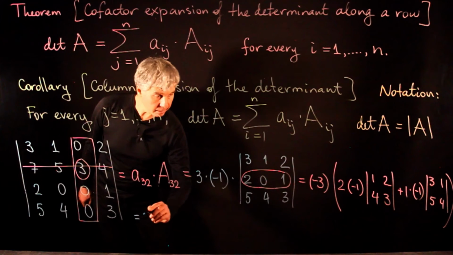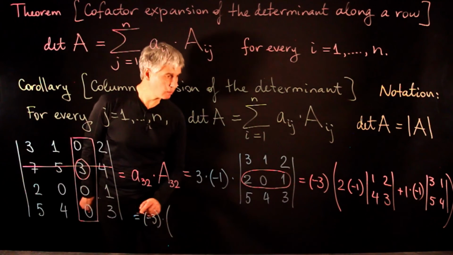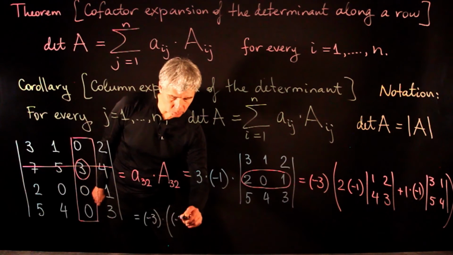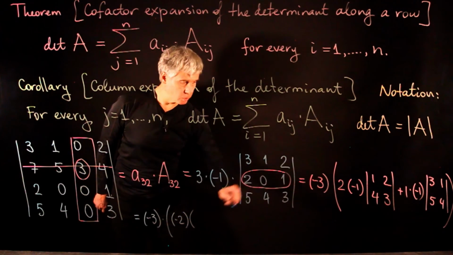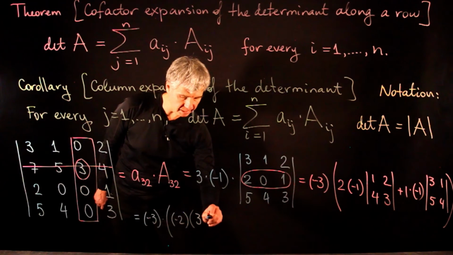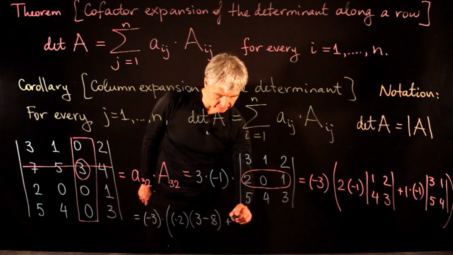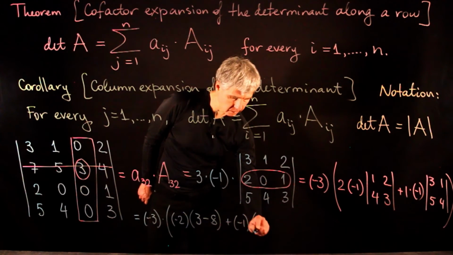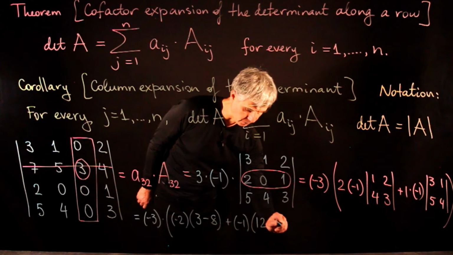So what we get is -3 times, here we have -2 multiplied by, using the formula, 3 minus 8, and plus -1 times 12 minus 5.